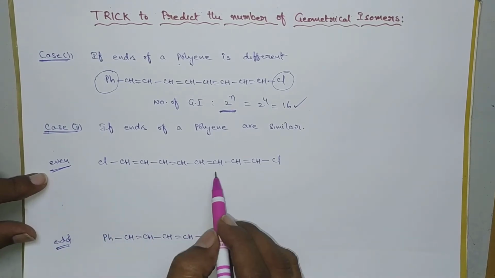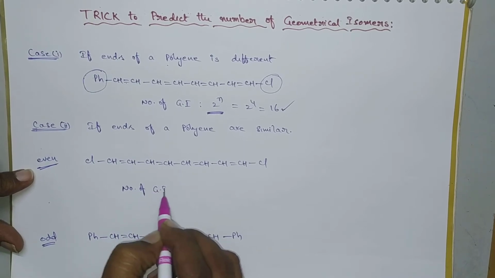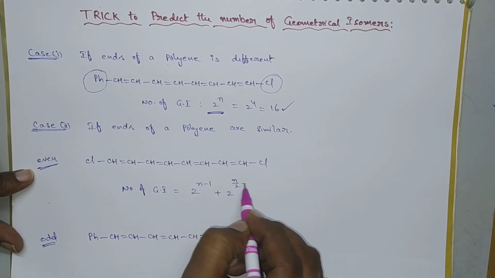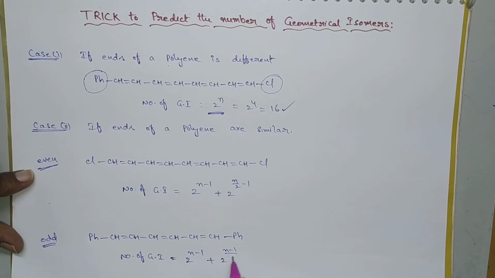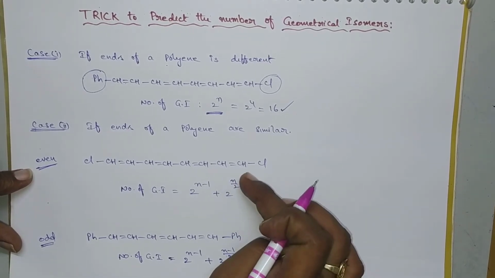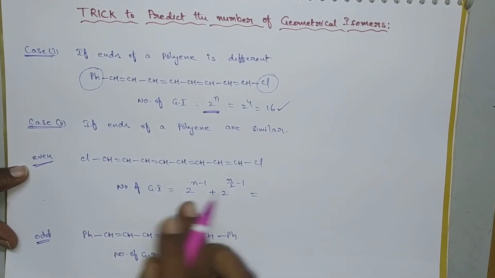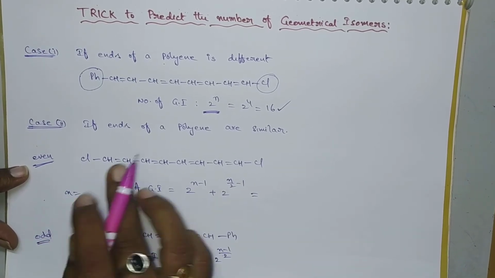If there is an even number of double bonds, then the number of geometrical isomers is equal to 2 power n minus 1 plus 2 power n by 2 minus 1. In case of an odd number of double bonds, the number of geometrical isomers is equal to 2 power n minus 1 plus 2 power n minus 1 by 2. Okay, clear? There is a small difference, you have to observe this difference.